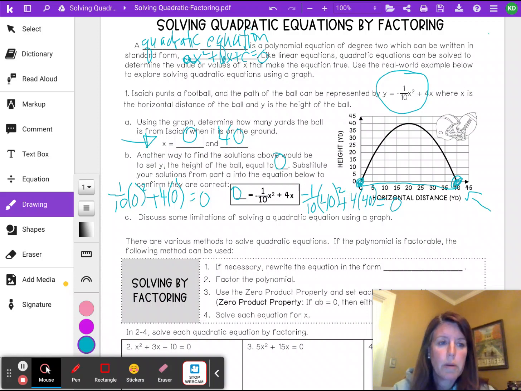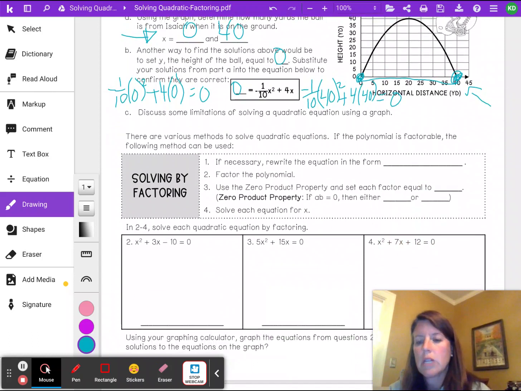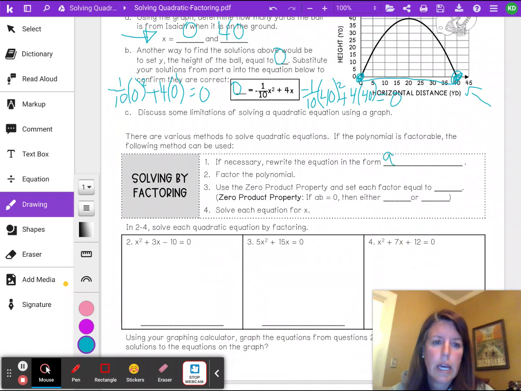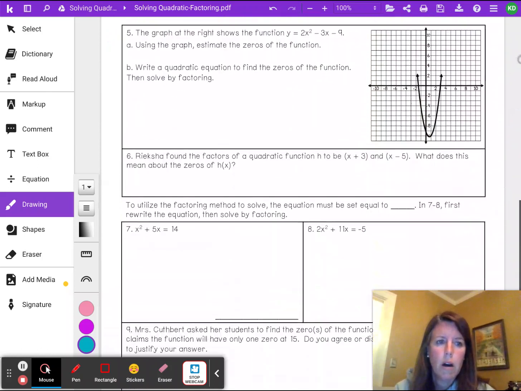All right, so here we get into the factoring. If you need to, rewrite that equation in the form of ax squared plus bx plus c equals 0. You'll see some examples of that later on when you might have to do that, but always make sure that it is in that form first. And again, I'll show you. Actually, let me just go on down. I know it's on here.